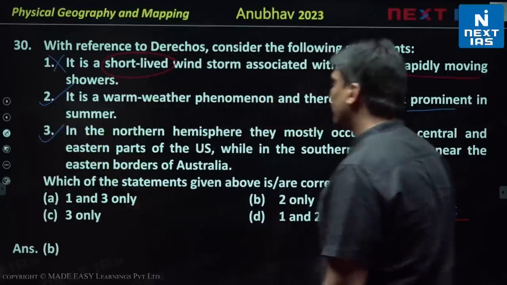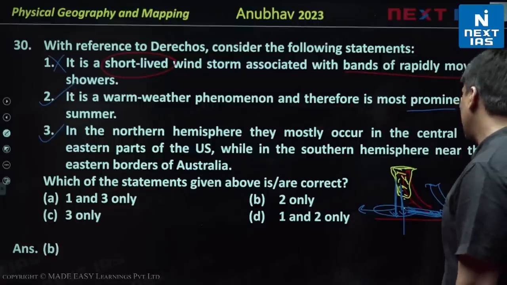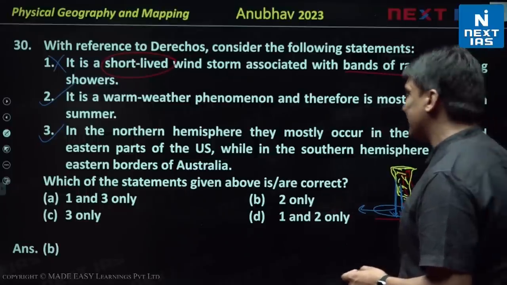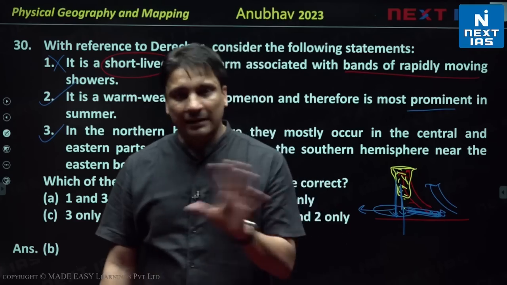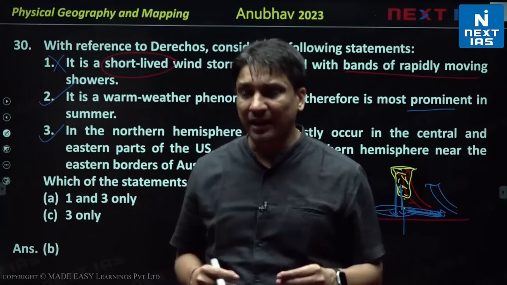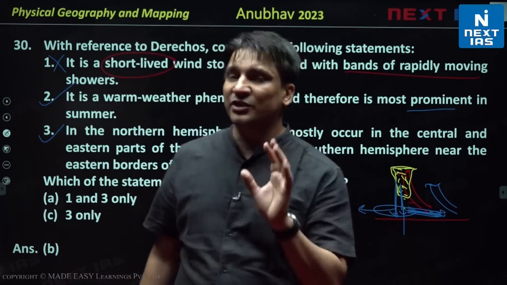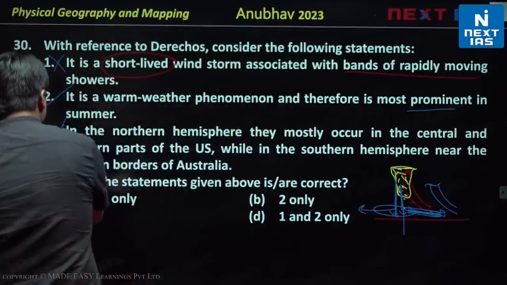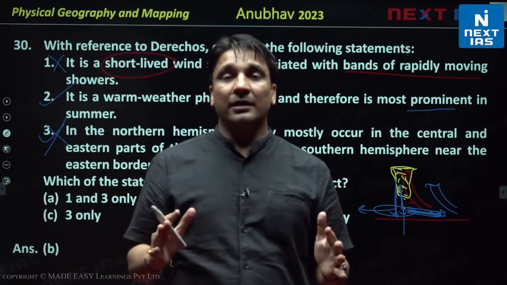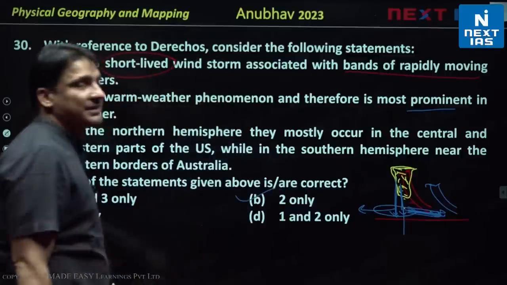Now third statement. In the northern hemisphere, they mostly occur in the central and eastern parts of US. That's correct. While in the southern hemisphere, they develop near eastern borders of Australia. No, they don't. Generally, they develop in eastern US and parts of Canada. But occasionally, they also develop in Argentina, Brazil area, not in eastern margin of Australia. So third statement is incorrect. So in this question, only second statement is correct, that derechos mostly develop in summer season. So B is the correct answer of this question.